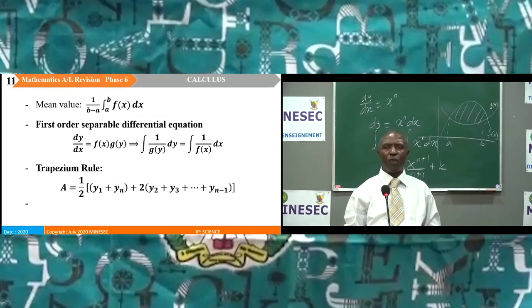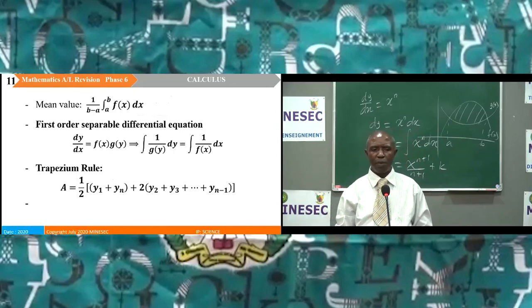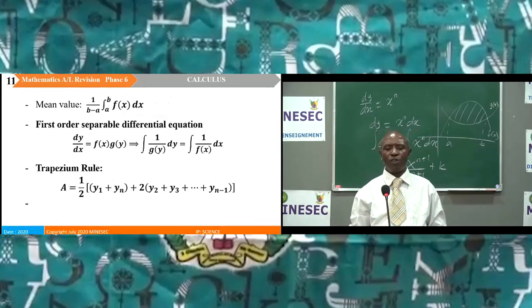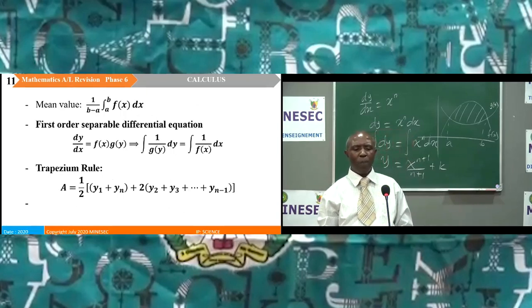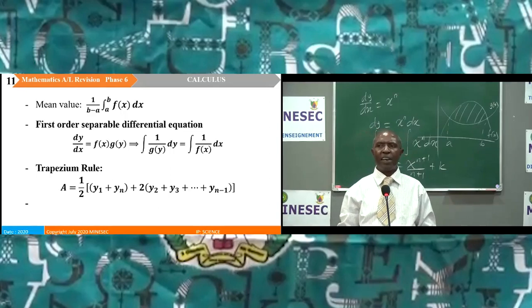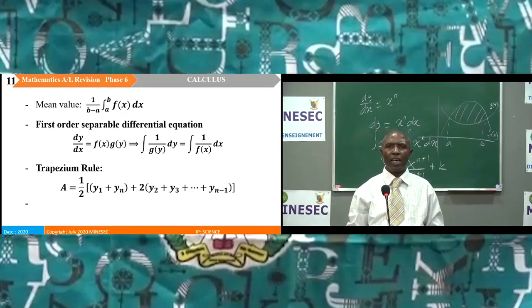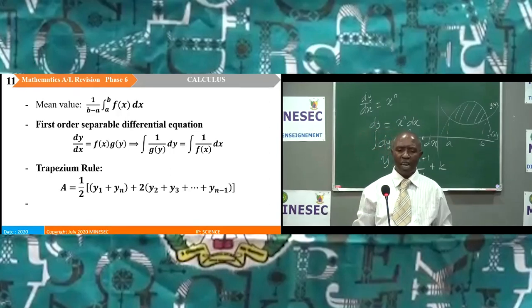The mean value of a function. The mean value of a function is equal to 1 over the upper limit minus the lower limit, times the integral from a to b of the function f(x) dx.